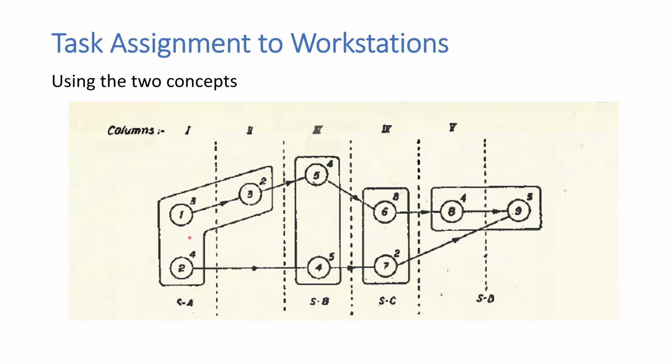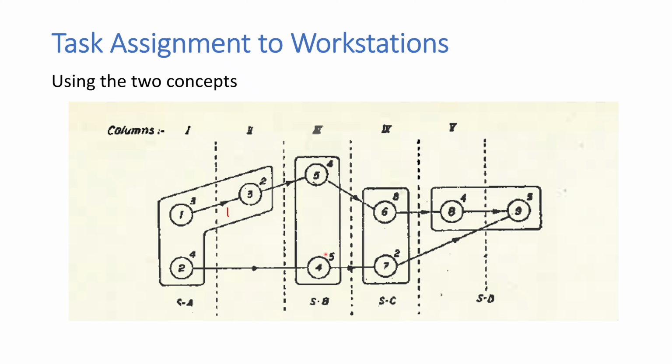When we combine 1, 2 and 3, we should check how much the cycle time is for that particular workstation. 4 plus 3 is 7, plus 2, that is 9. So that is less than 10. So these three can be combined into a workstation. So this is workstation number 1.